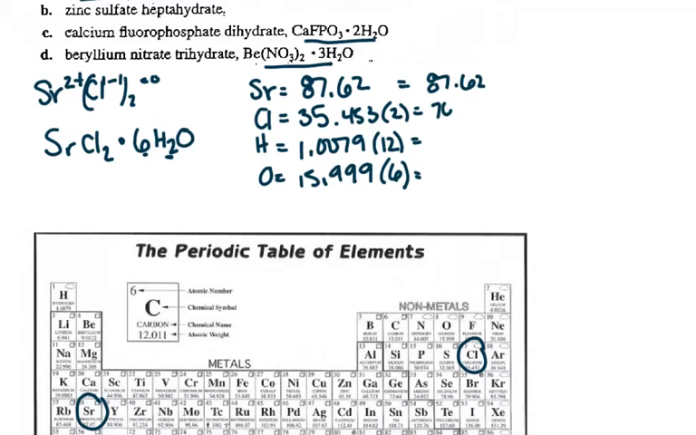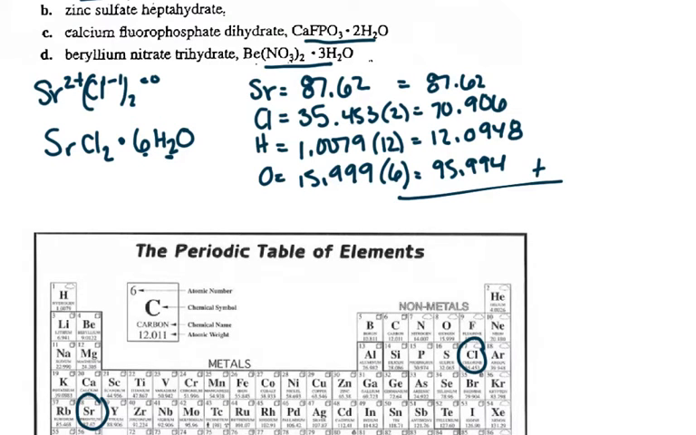So this next one, 70.906. This next one, 12.0948. And this last one is 95.994. So then I'm going to go ahead and add those all up, and I get 266.6148. Okay, so that's the molar mass of the entire compound.